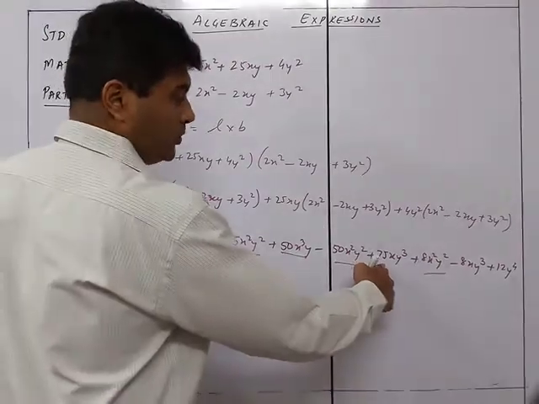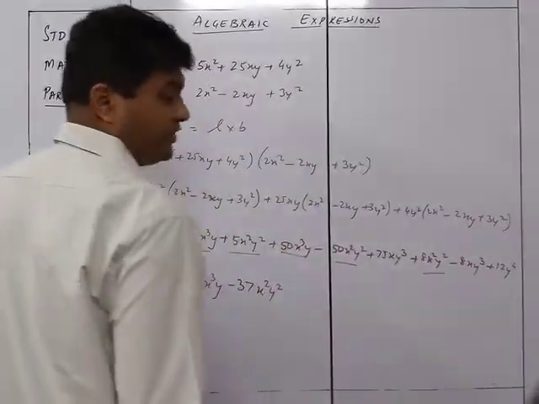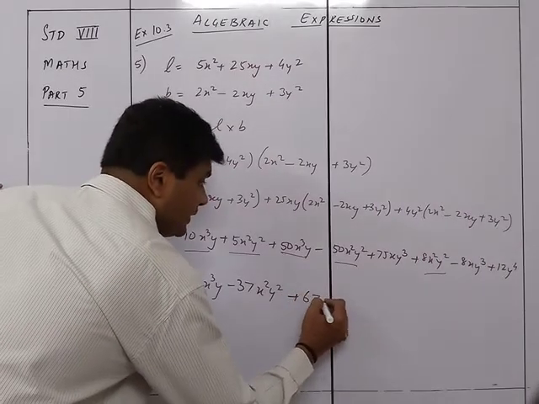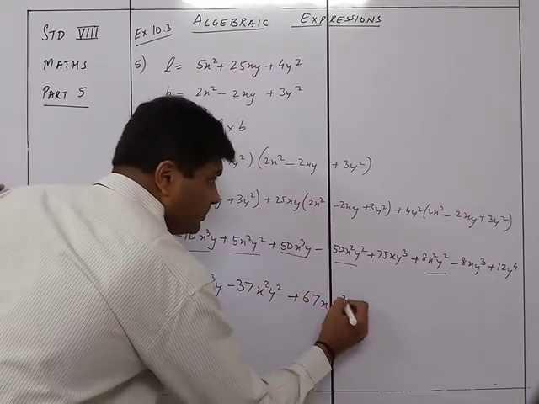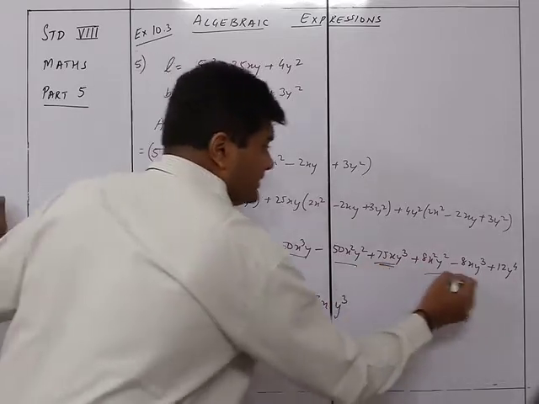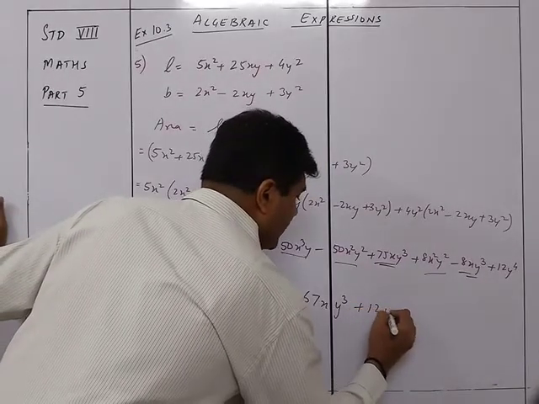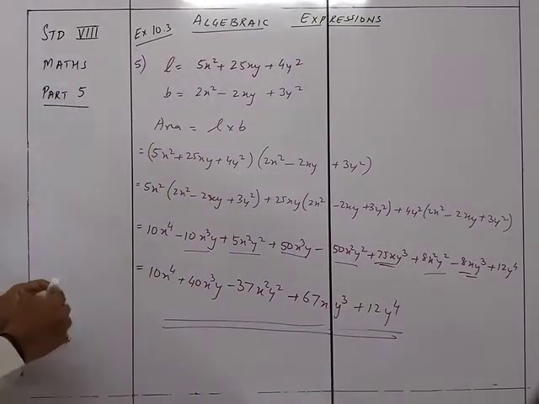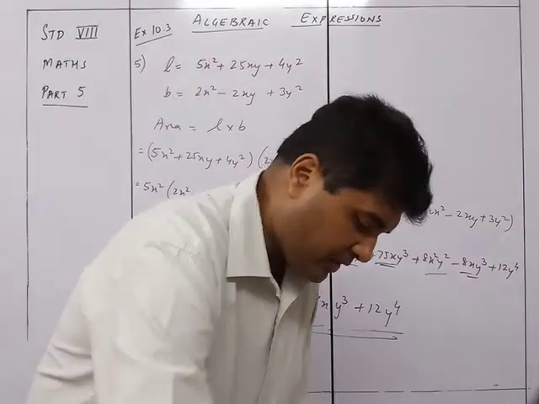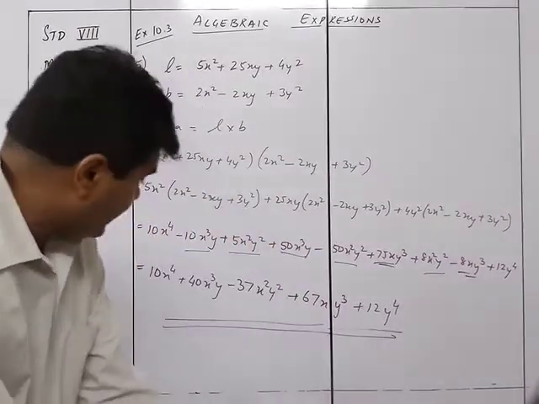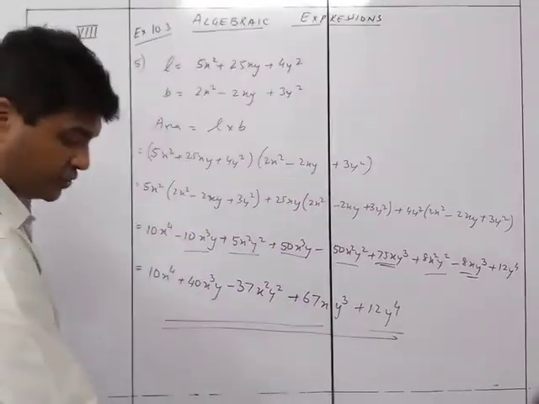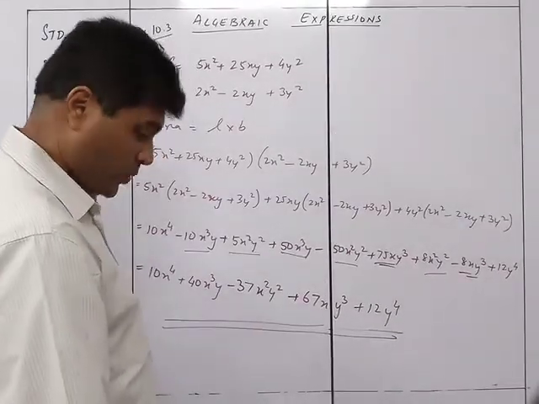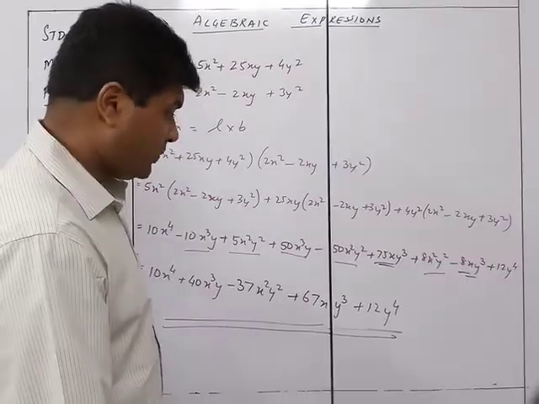Now xy cube over here and here. 75 minus 8 is 67. So it is plus 67xy cube. So this is done and this is done. Plus 12y raised to 4. This is the final answer for the area. So the final answer will be 10x raised to 4 plus 40x cube y plus 67xy cube plus 27x square y square, 27, oh sorry, and 12y raised to 4.